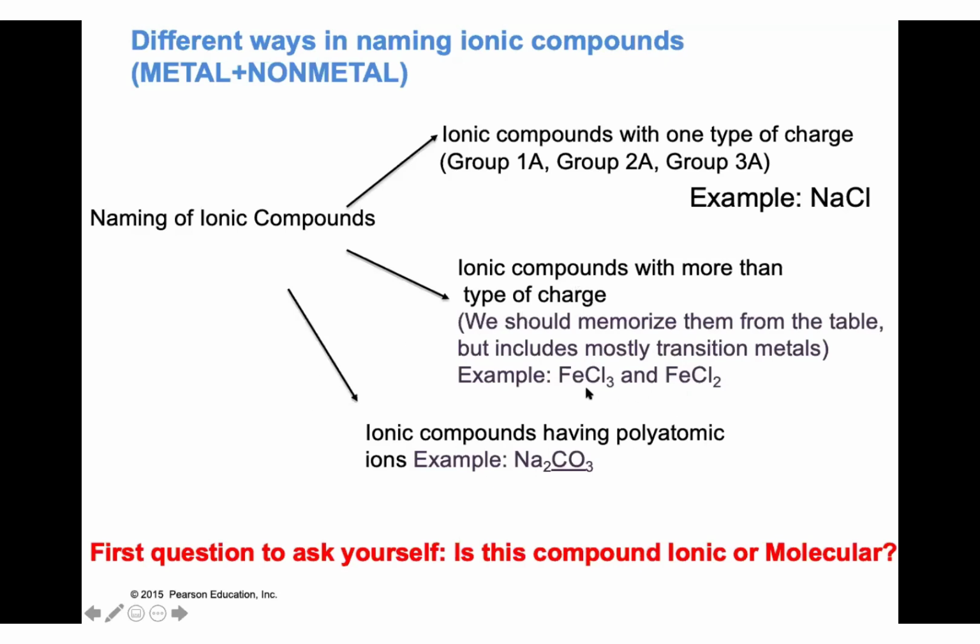The third one is ionic compounds having polyatomic ions. For example, you might have heard of sodium carbonate. The carbonate here, or CO3, is the polyatomic ion. We're going to talk about how to name it. I'm going to introduce it to you and name this compound. Again, I go back to the question: before you start writing down the name, make sure whether the compound is ionic or molecular.